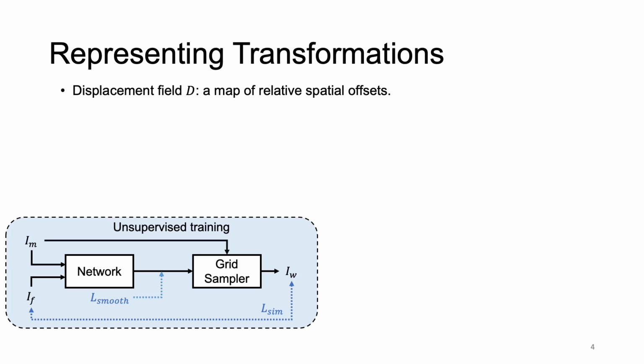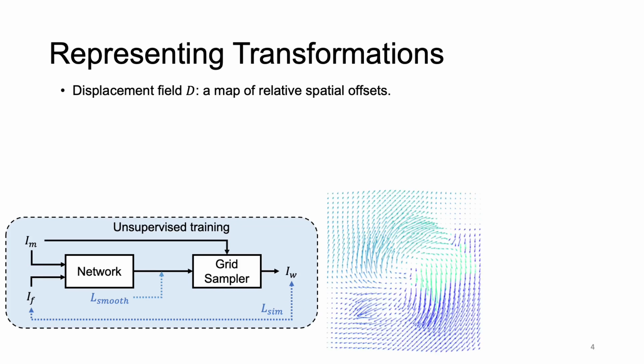Firstly, many of the existing works interpret the output of the network as displacement fields. It is commonly visualized as a vector field. At every voxel location, it stores another location that the current voxel corresponds to, in the form of relative spatial offset. Therefore, the displacement field represents coordinate correspondences between the fixed and the moving image.